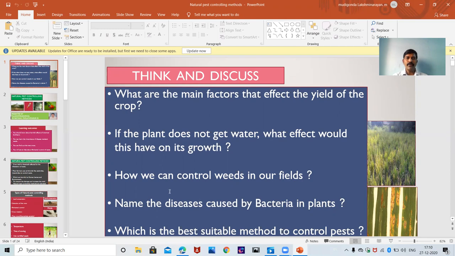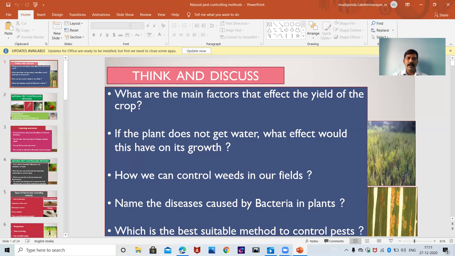Next, how can we control weeds in our fields? Different methods are used to control the weeds, like different types of chemicals. Do we have to use those chemicals? No, don't use the chemicals in our fields because they cause atmospheric pollution. Then which method do we use? We have to use disease resistant seeds. Those seeds can grow and they can't give a chance for the weeds to grow. In this manner, to control the weeds, majorly by physical method, we have to remove the weeds. Don't use the chemicals to control the weeds.